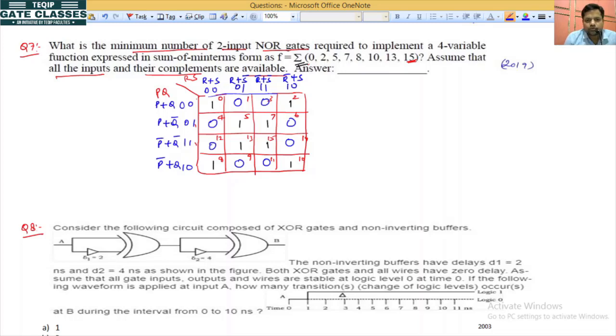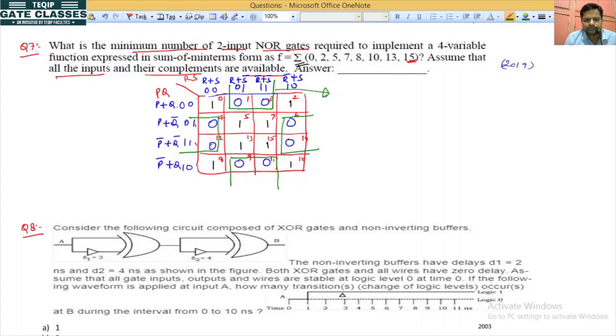Now we have to group all these zeros. So these two zeros can be grouped with these two, because top cells can be grouped together with the bottom cells, and the leftmost cells can be grouped together with the rightmost cells. So two quads are there. For this I am going to write the expression.